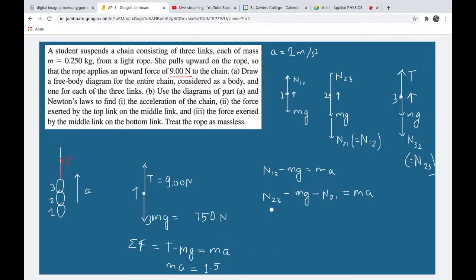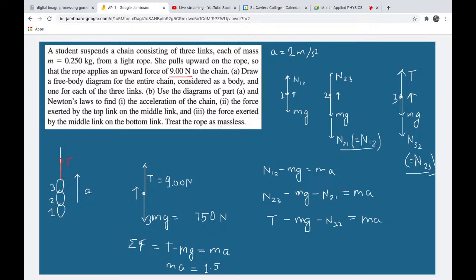Then this one. So you have T working in the upward direction minus Mg working in the downward direction minus N32 working in the downward direction is equal to Ma, upward direction. Apart from these are two more equations. One is this one and one is this one. So in total you get 5 equations.